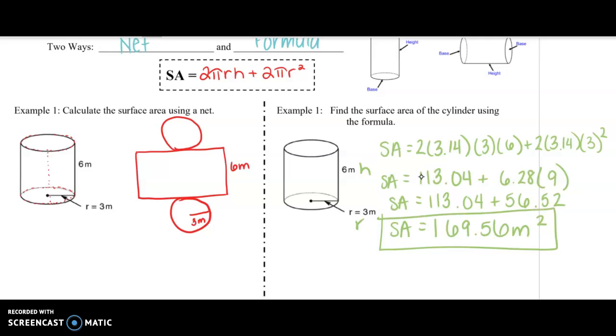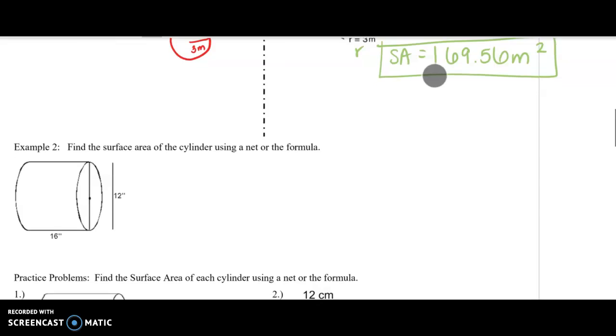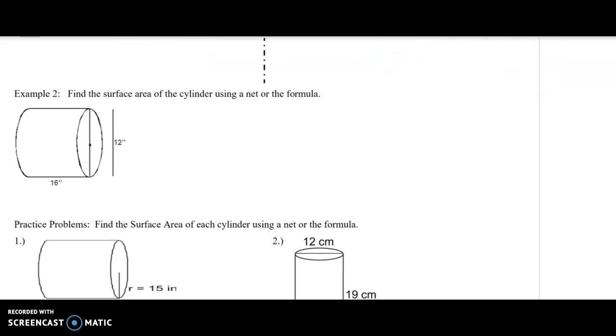Okay, so that's how we're going to find it. It seems kind of long, but that's just because there's a lot of numbers you have to write out. If you notice, the math is super simple. Okay, so now let's go into our second example problem. We're going to find the surface area using the net or the formula. Again, I'm just going to stick with the formula. So the surface area is equal to 2 times pi, so 3.14, times my radius. It's giving me my diameter. I only want my radius, which is half of that, so 6 inches. So times 6 times my height, which is 16, plus 2 times 3.14 times my radius, which is 6, and square that.